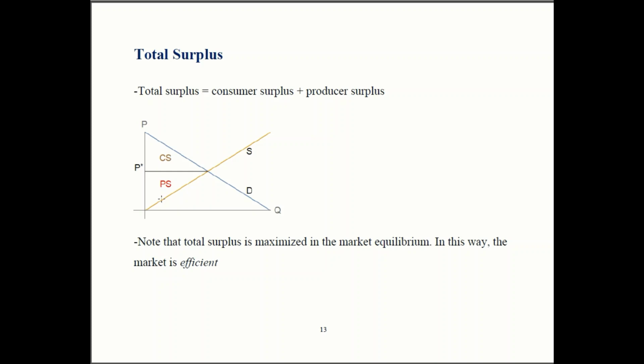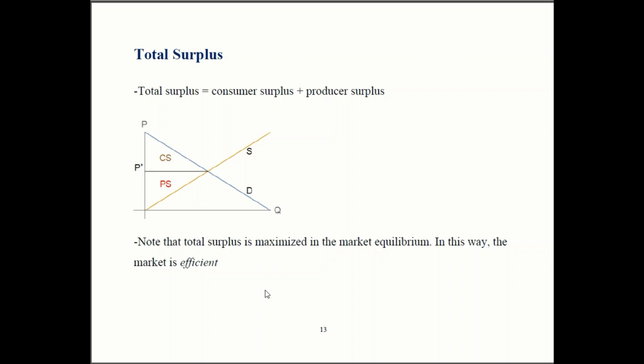P star here is the market price. Now you might notice that at price P star, consumer surplus and producer surplus are maximized. That's a way in which the market can be said to be efficient. There are some other definitions of efficiency as well, and we talk a bit more about that in some of the more advanced classes.